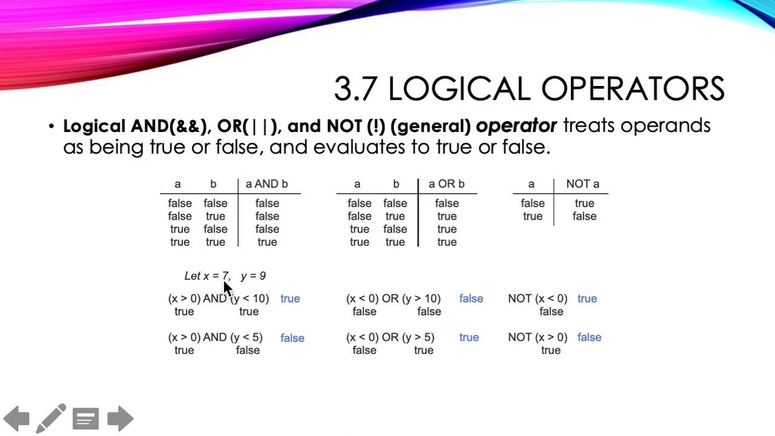So example like 7 and 9. So x is 7, x greater than 0 is true, and y is less than 10 is true. I get it's true there. Okay, true. Moving on.